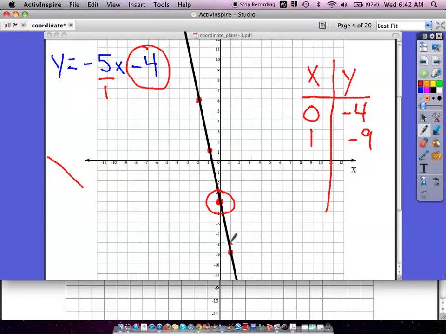1, negative 9. If I try negative 1 in here, just to make sure, negative 5 times negative 1 would be positive 5. Take away 4 would be positive 1. Negative 1, positive 1. There we go.